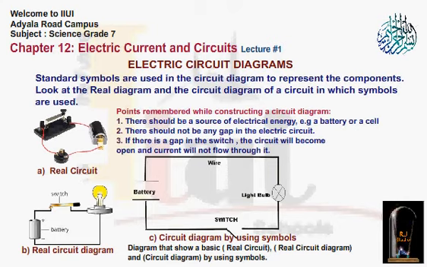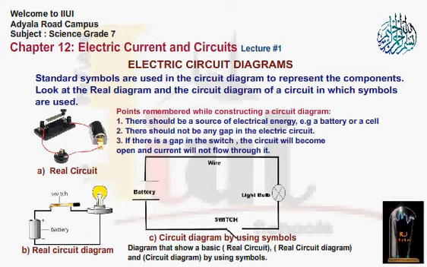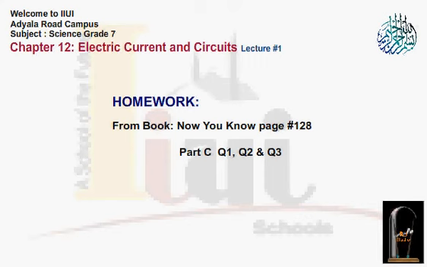Students, when we are constructing the diagram, there are certain points to remember. Number 1, there should be a source of electrical energy. Number 2, there should not be any gap in the electric circuit. Number 3, if there is a gap in the switch, the circuit will become open and current will not flow through it. Students, that was the end of lecture 1.